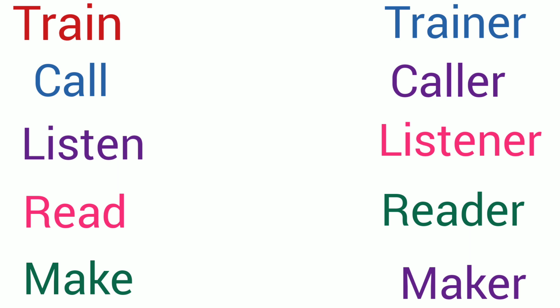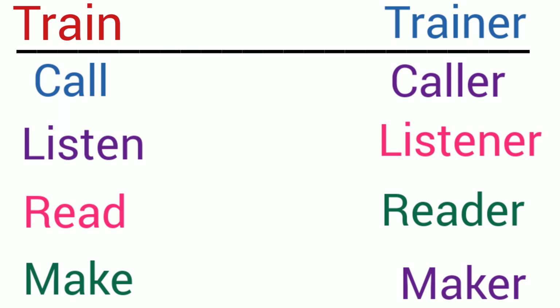So today let's check out how verbs transition into nouns, or how nouns transition into verbs. So let's go. I have train, trainer. Train is the verb, trainer is the doer of the train. Okay, so train is the verb, whereas trainer is the person doing the training.